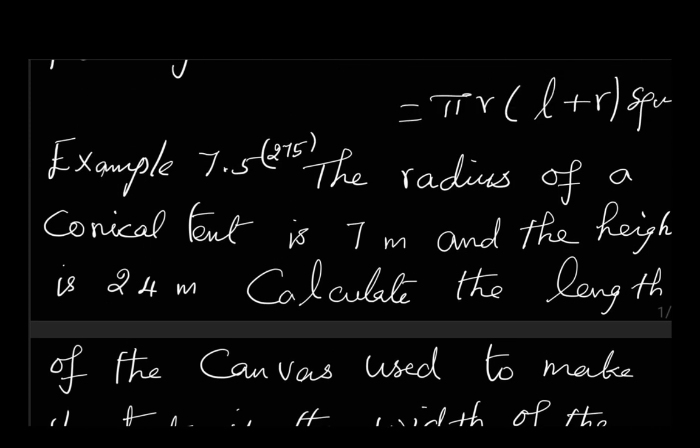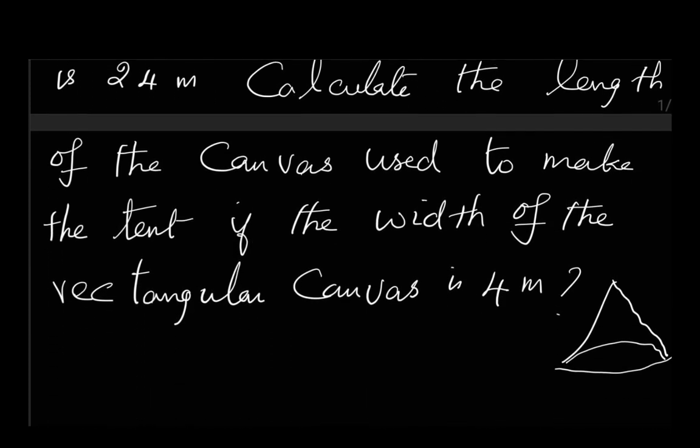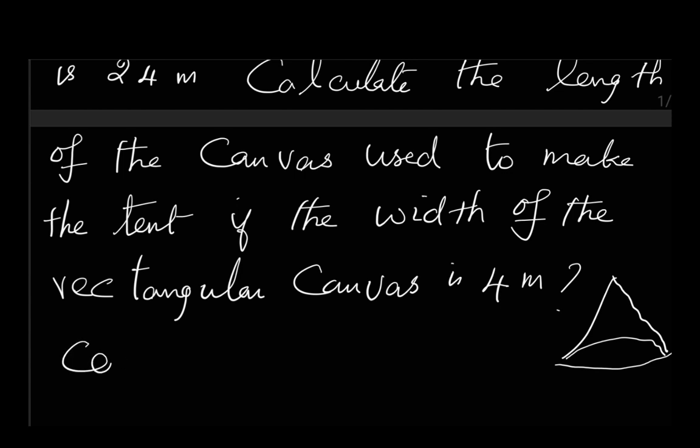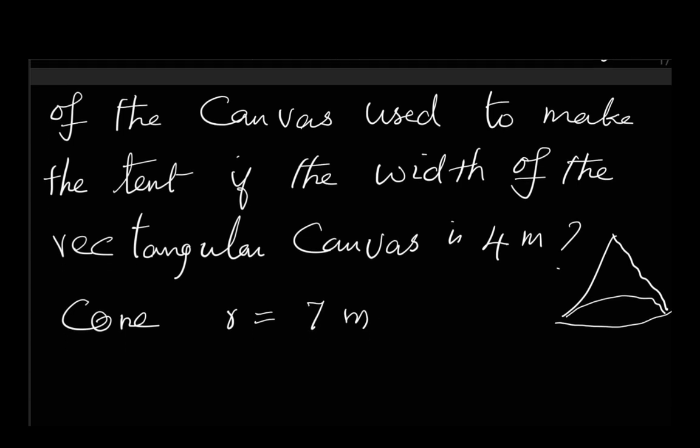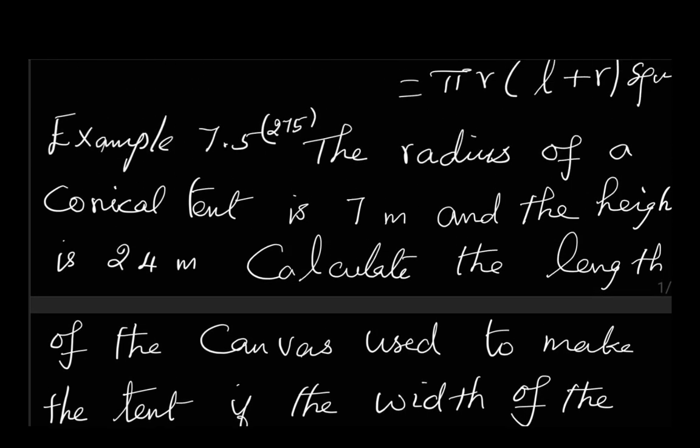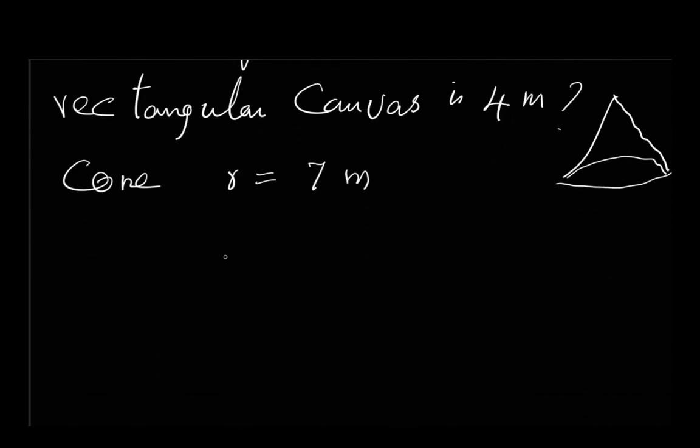Let me take the measurements. The radius of the conical tent is given as 7 meter. All units are in meter. And the height is given here, 24 meter. So here you have 2 values, radius r and height h given. One more unknown thing you have to find, l.